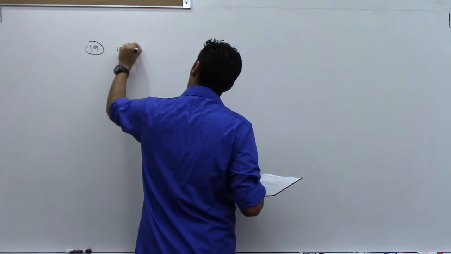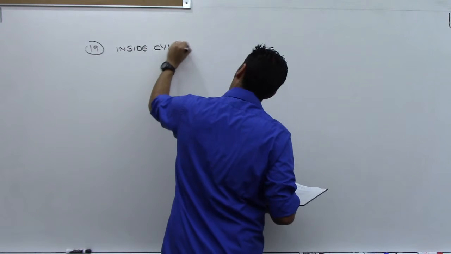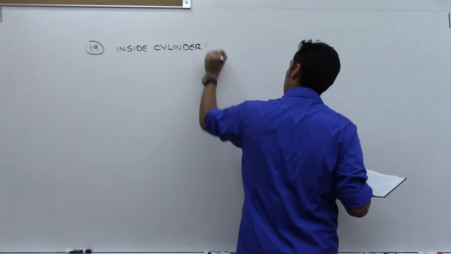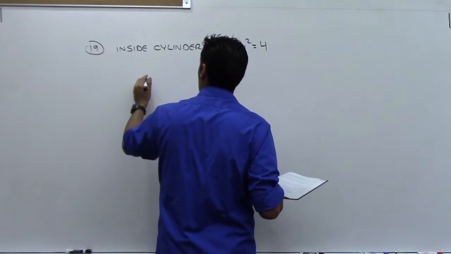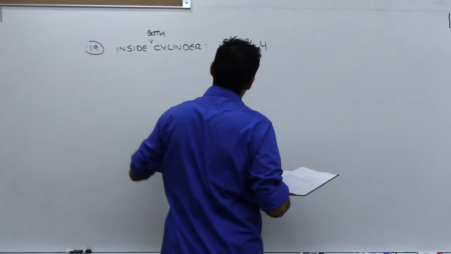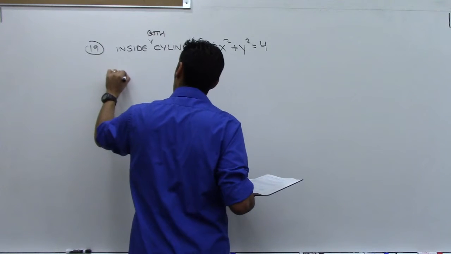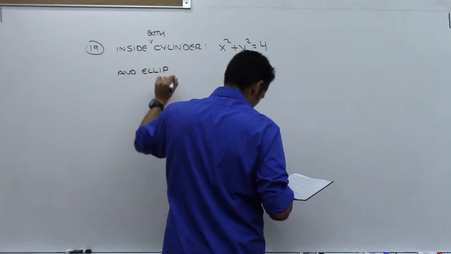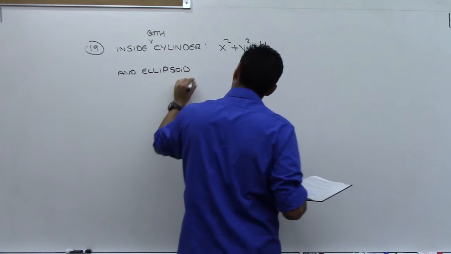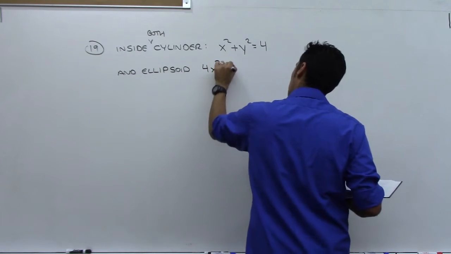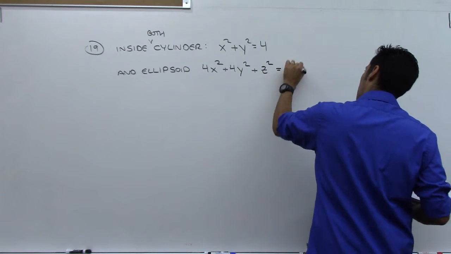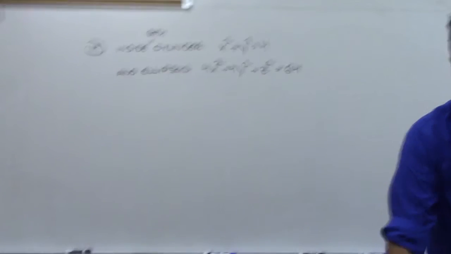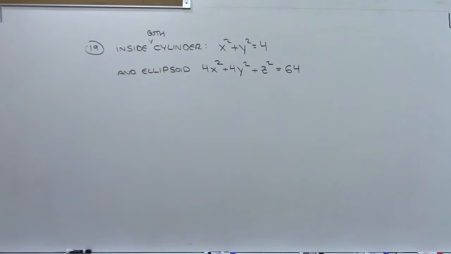Inside the cylinder x squared plus y squared equals 4, and inside both the cylinder there and the ellipsoid x squared plus 4y squared plus z squared equals 64. Let me try and draw this.